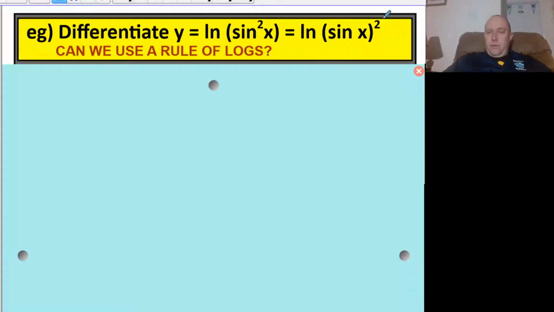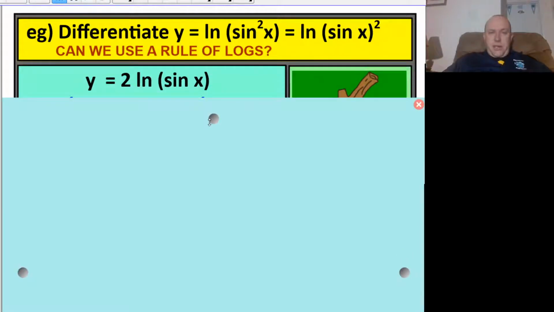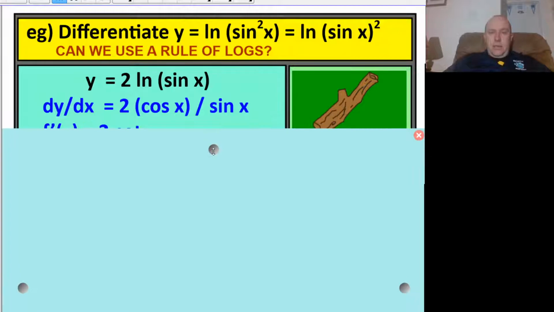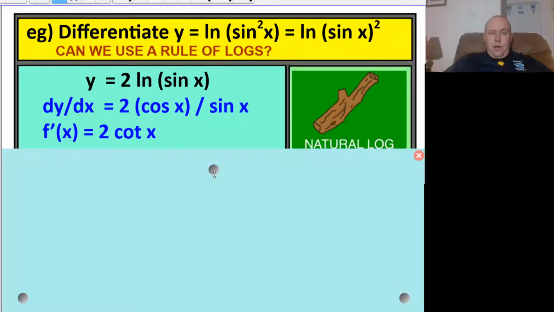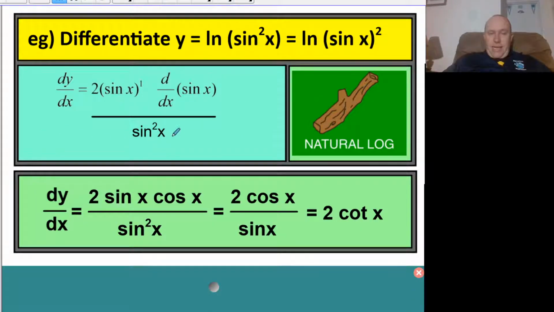If I have the log of something raised to a power, remember I can just bring that power to the front. And then suddenly this question's a lot easier now. So as I differentiate the ln of something, I differentiate this and put it over the original. So the differential for sine is cosine, put it over the original, which is sine, and then cosine over sine, you can just write as cotangent straight away. So clearly that's a lot simpler than what we did here a second ago.